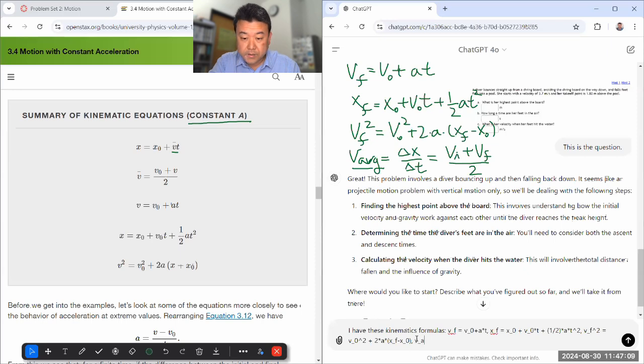And finally, V average is equal to, I'll just write the last one, V initial plus V final divided by 2. For number 1, which of these formulas do I use? It's not the best question. Whenever you are asking, what formula do I use?